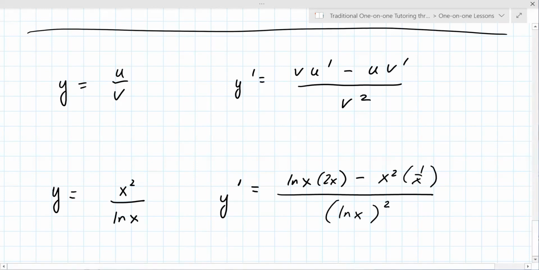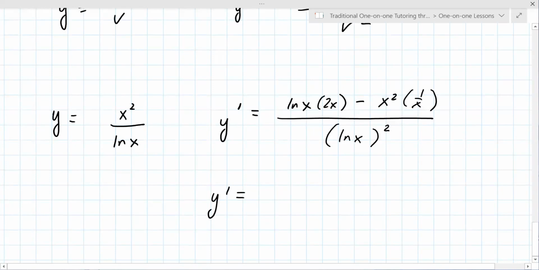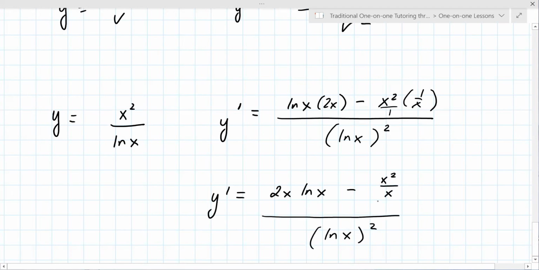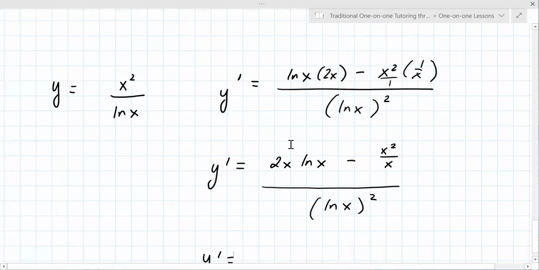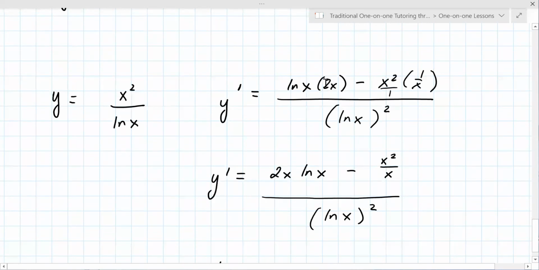Okay. Now, just like in the earlier example, the numerator you can simplify. So put the 2x out in front, 2x natural log of x, minus x squared times 1/x, which is x squared over x, over natural log of x squared. Now this part right here that I'm circling, that becomes just x. How did you get the 2x? I moved 2x out in front. You want to move it. Then on the right here, x squared times 1 is x squared, 1 times x is x.